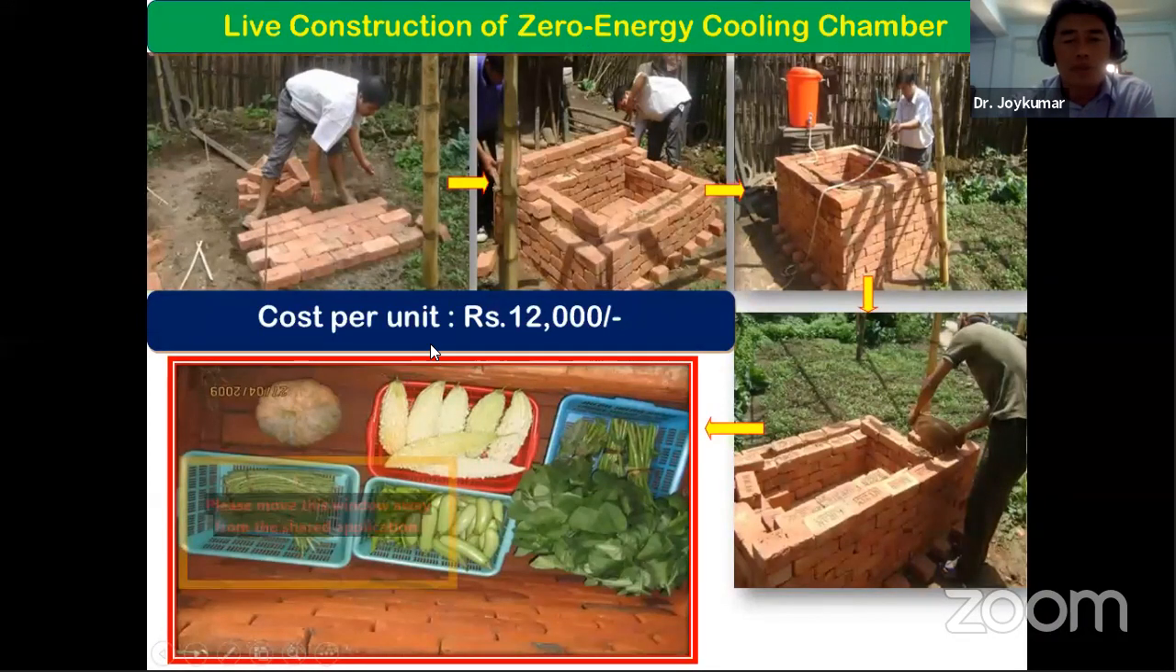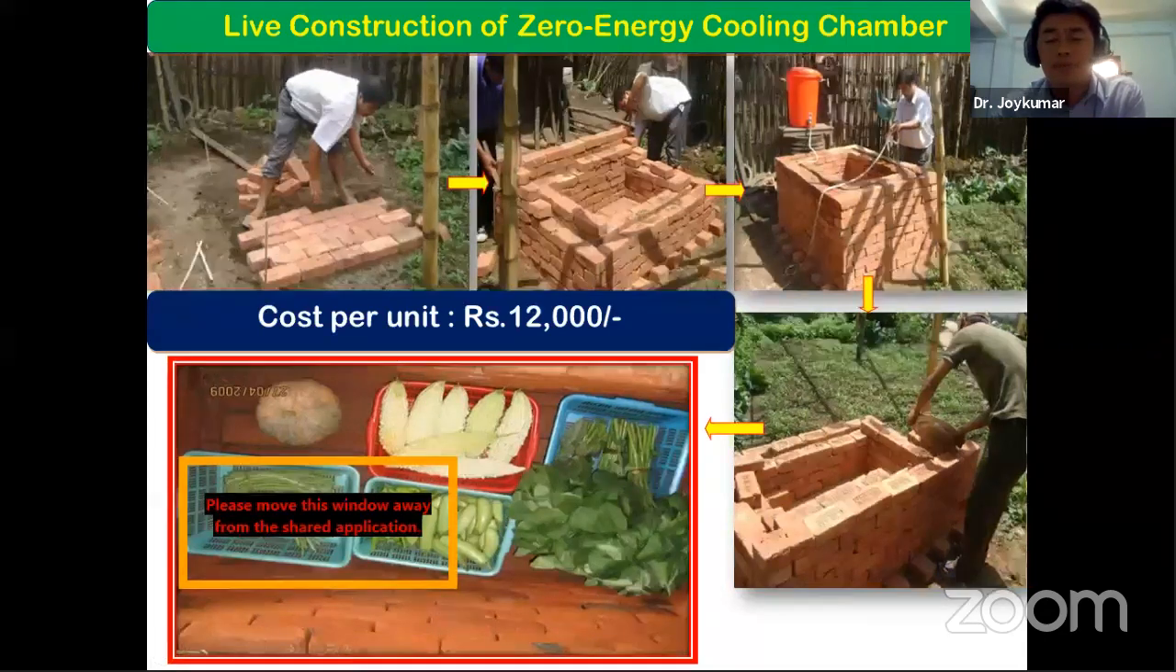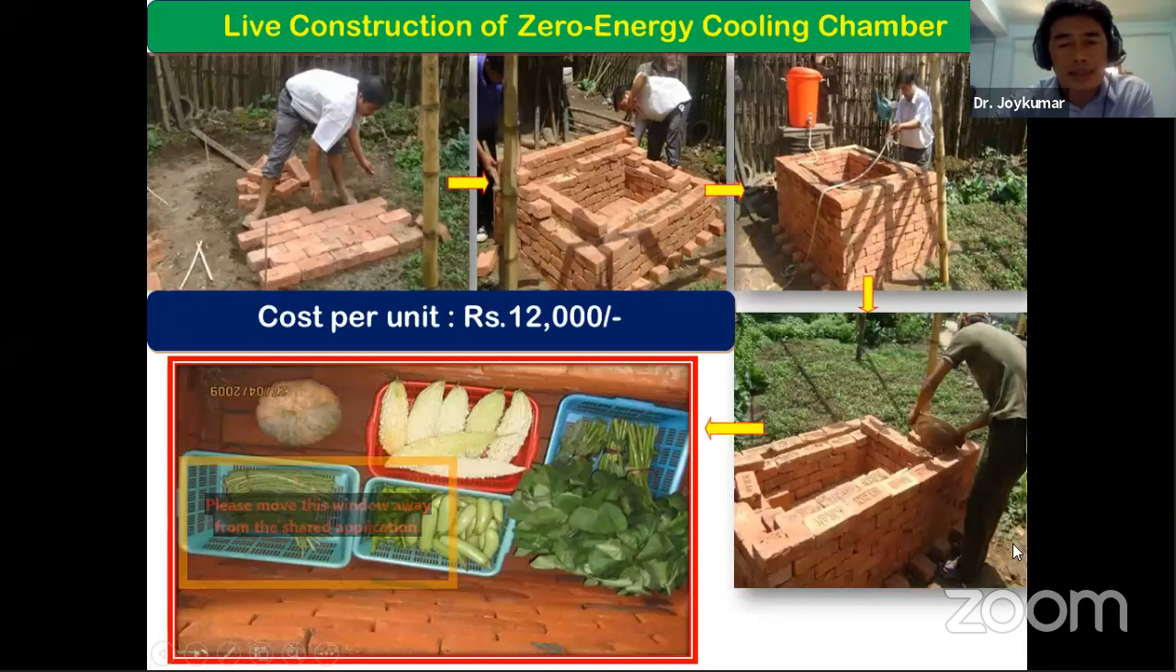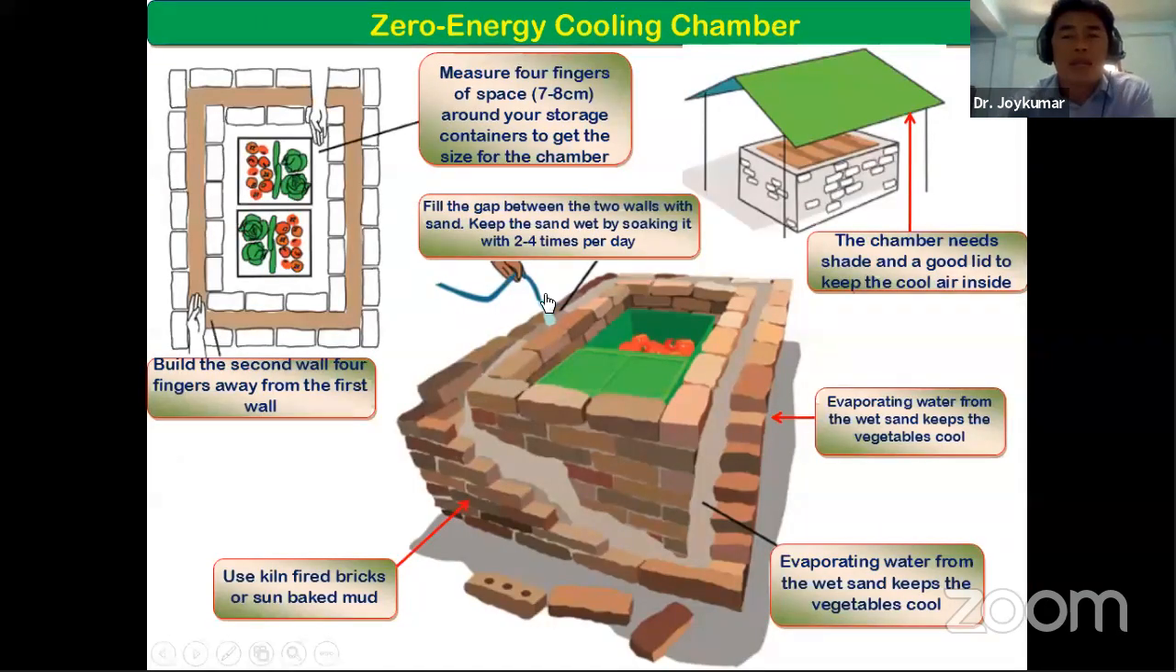See what happened: many of the crops can be harvested, but in a few cases, farmers cannot take them to the market necessarily. So many crops can be harvested, stored maybe one week, and then taken to the market. So this is the zero energy cool chamber. So how to design it? Okay, this is another area.